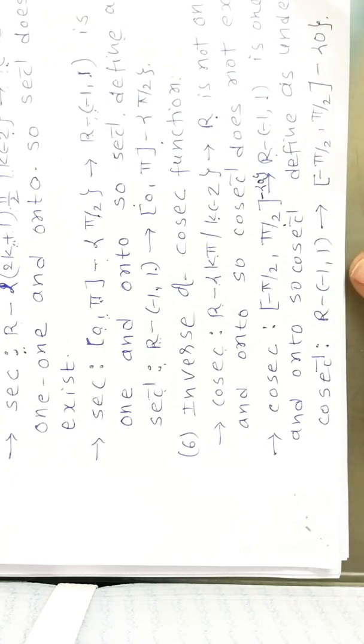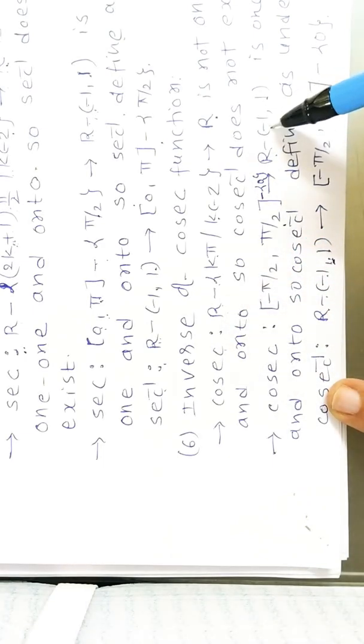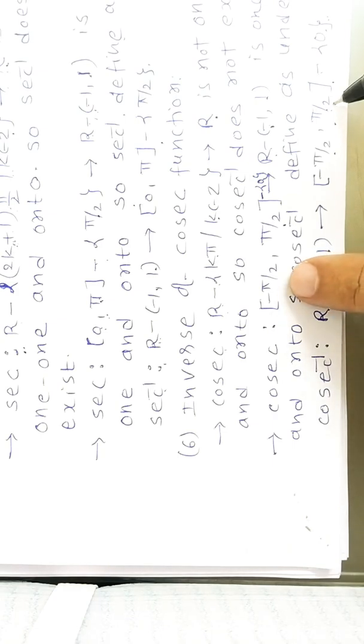So cosec inverse is defined as under: cosec inverse, R minus (minus 1 to plus 1). This is the domain of cosec inverse. You can see it is the codomain or the range of cosec function, but now in cosec inverse it is the domain, and minus pi by 2 to plus pi by 2 minus 0 is the range of cosec inverse. It is the restricted domain of basic function cosec.